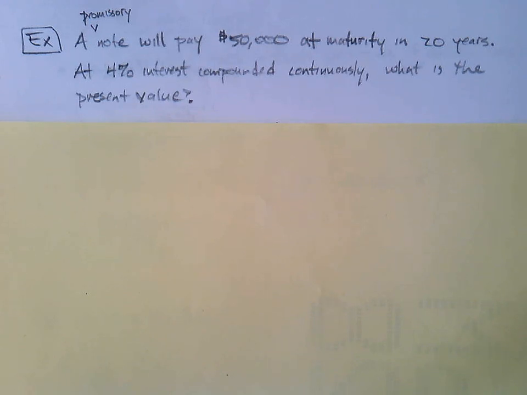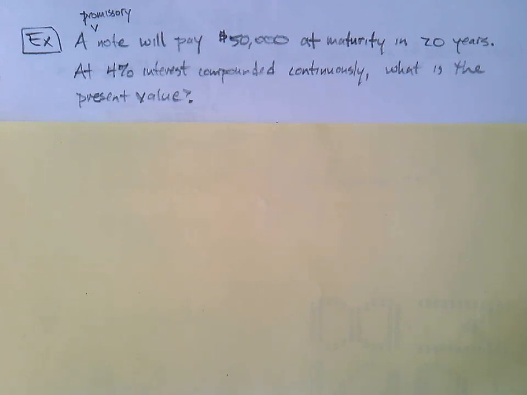So when we say at 4% interest, what is the present value? The present value means what are we going to pay for this today? What is the value of this promissory note today? So that if it was to gain 4% over 20 years, at the end of that time, it would be worth exactly 50,000. So definitely an economics sort of example, and even the language of present value you see in the econ classes and stuff.